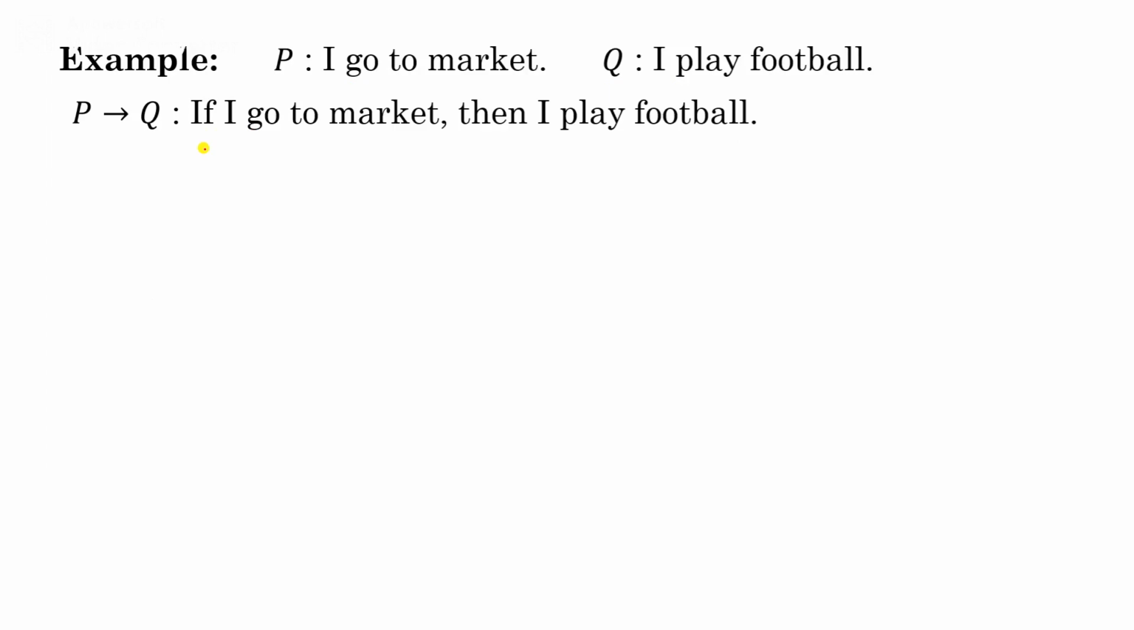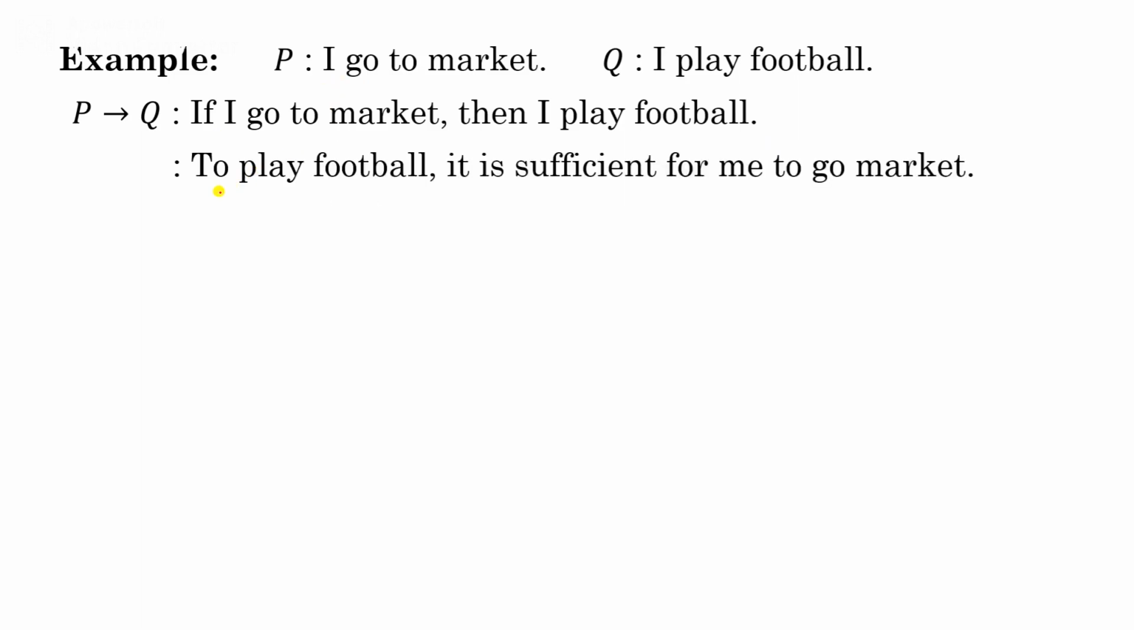Now look at an example. Suppose P is I go to market and Q is I play football. So these are two propositions. Now P implies Q. The first way I can write it: if I go to market, then I play football. You can write it another way: to play football, it is sufficient for me to go to market. As I told you, P is a sufficient condition. Or you can write it as going to market is sufficient for me to play football. You can write it in this way also.